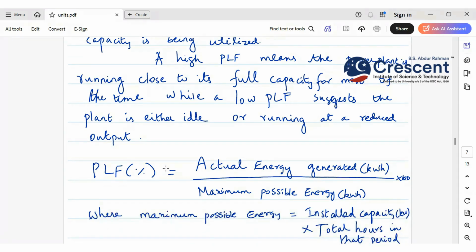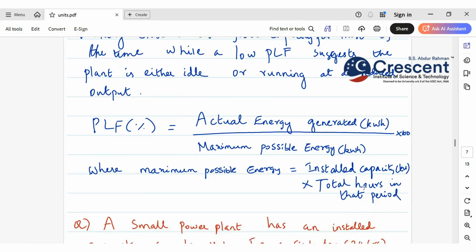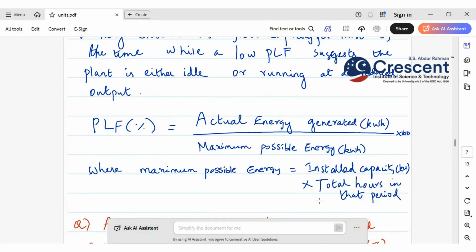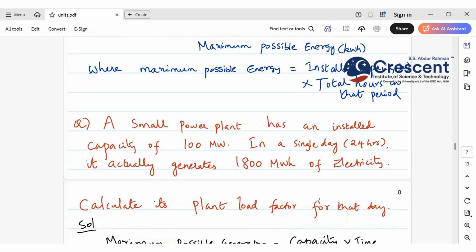We can represent PLF in percentage: actual energy generated in kilowatt hour divided by maximum possible energy in kilowatt hour, multiplied by 100 because it is represented as a percentage. To get the maximum possible energy, you need to multiply the installed capacity in kilowatt with the total hours in that period. So let's solve a simple problem on PLF.